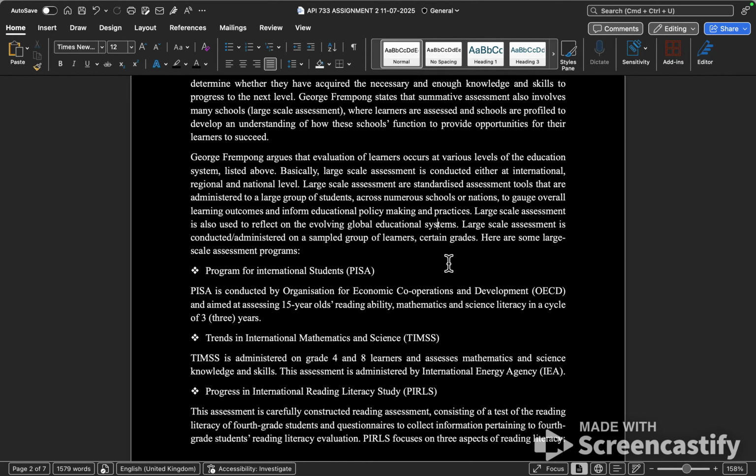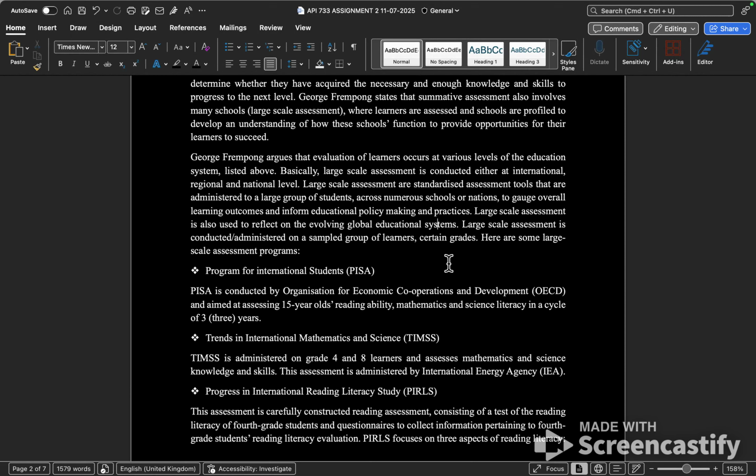This assessment is aimed at assessing 15-year-olds' reading ability, mathematics, and science literacy. This assessment is conducted on a period of 3 years, every 3 years. And then the second one is TIMSS. TIMSS is an abbreviation for Trends in International Mathematics and Science.